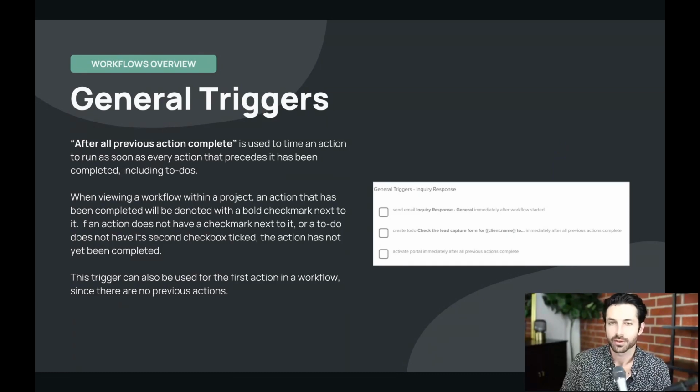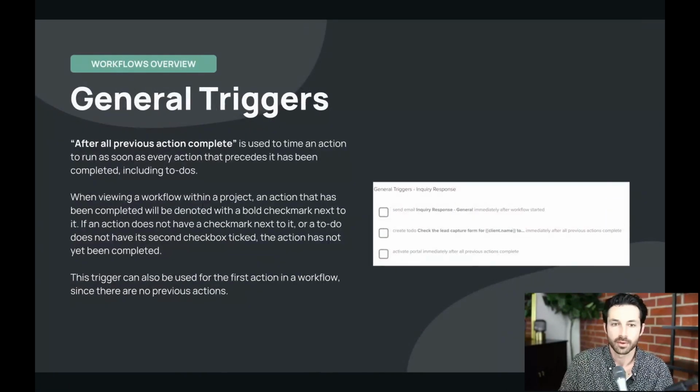So when viewing a workflow within a project, an action that has been completed will be denoted with a bold black check mark. And if an action does not have that check mark next to it, it means that it hasn't been completed. Additionally, in a template, that to-do is not going to show you that little extra check mark, but in a project, it will. And that extra checkbox will also need to be checked off in order for after all previous actions completed to actually fire. So we'll go ahead and apply that workflow to a project, and you can see exactly what I mean in case you haven't seen this work before.